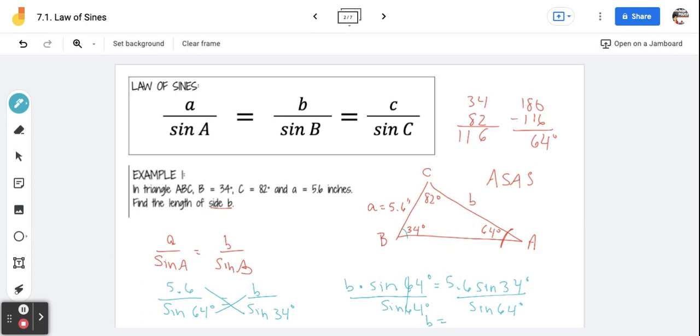And so 3.4, I'll say 3.5. I don't know where it said around 2, but it didn't say. So 3.5 would be my length of side B. And that is on that one all I had to find.